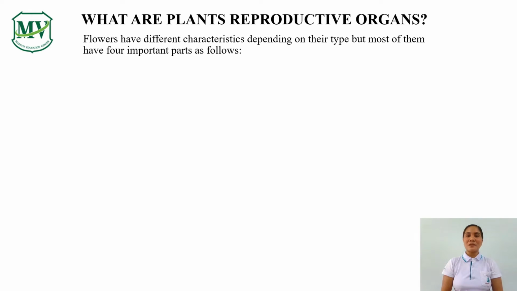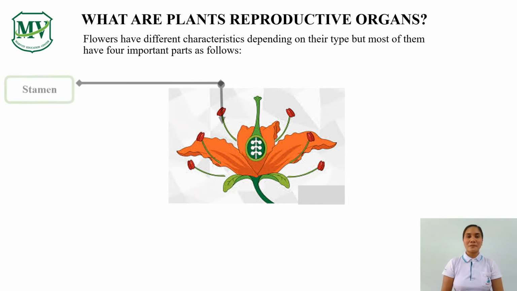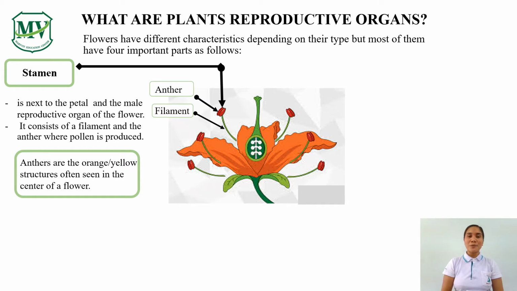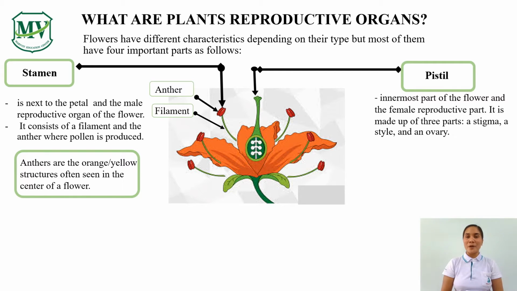Flowers have different characteristics depending on their type, but most of them have four important parts as follows. Stamen is next to the petal and is the male reproductive organ of the flower. It consists of a filament and the anther, where pollen is produced. Anthers are the orange-yellow structures often seen in the center of a flower. Pistil is the innermost part of the flower and the female reproductive part. It is made up of three parts: a stigma, a style, and an ovary.